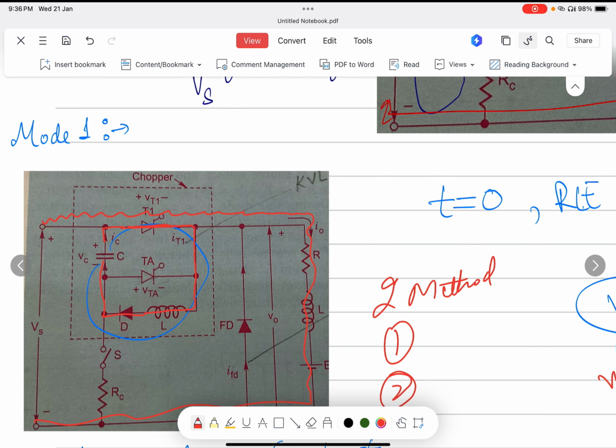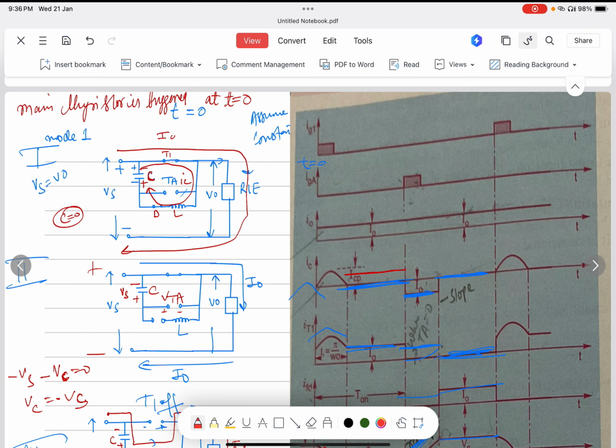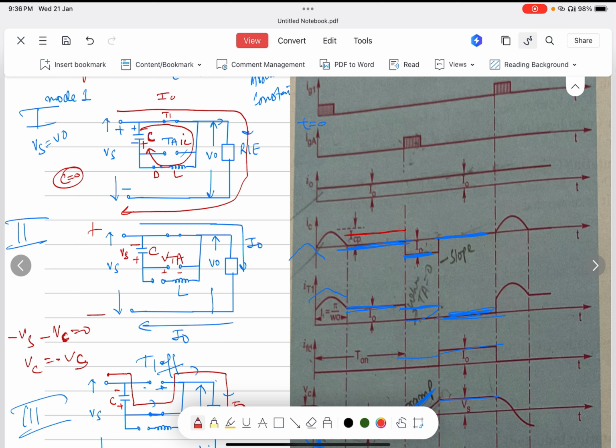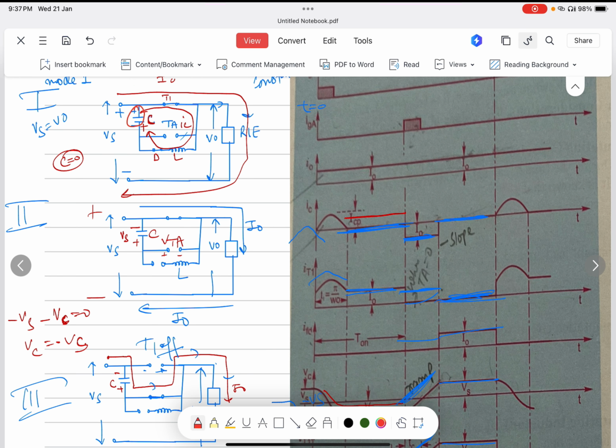In the second mode, you can see how the first mode splits into two parts. First, it passes through the RLE load and also through the inductor, diode, and capacitor. In the second mode, when the capacitor gets completely discharged, it changes polarity from plus minus to minus plus, and the auxiliary thyristor turns off. You can see how the diode is connected here. If this is positive, the diode behaves like an open circuit.